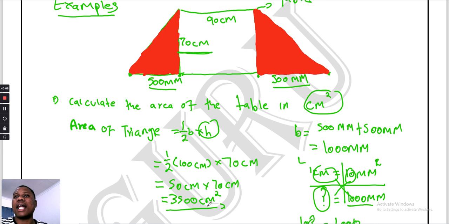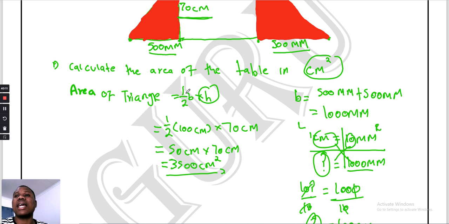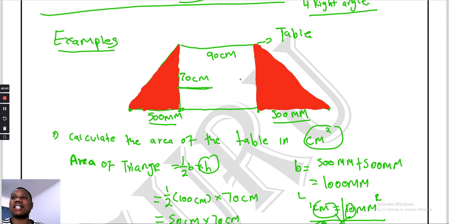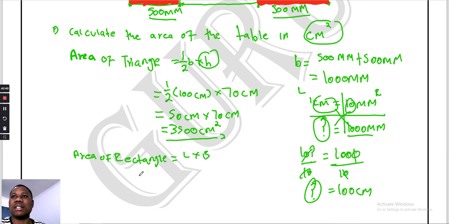Okay, and now we are not done. We did not calculate the area of the table, so now we are going to calculate the area of a rectangle, because our table is made of two right angle triangles and a rectangle. So how do you calculate the area of that? It is length times breadth. So in this case, the length of this rectangle is 90 centimeters and the breadth is 70 centimeters.